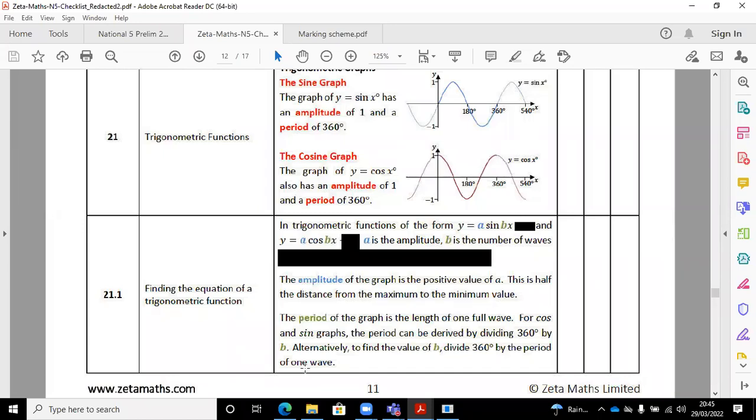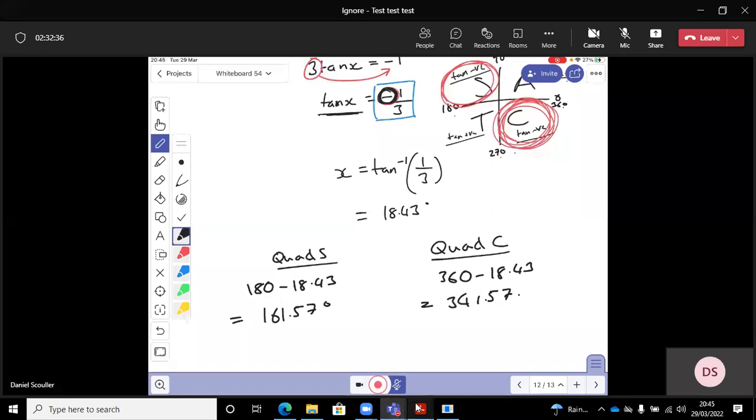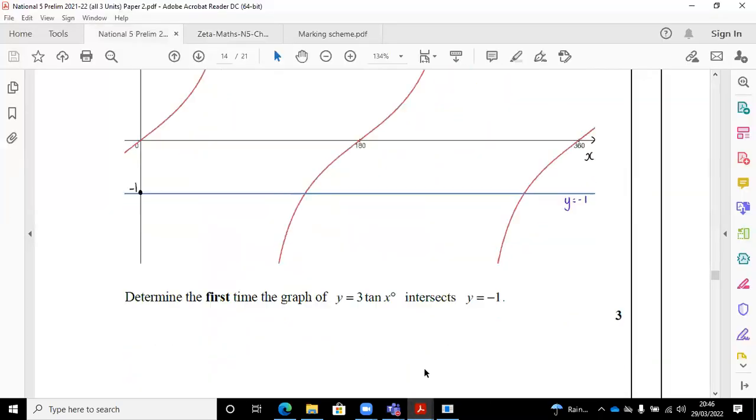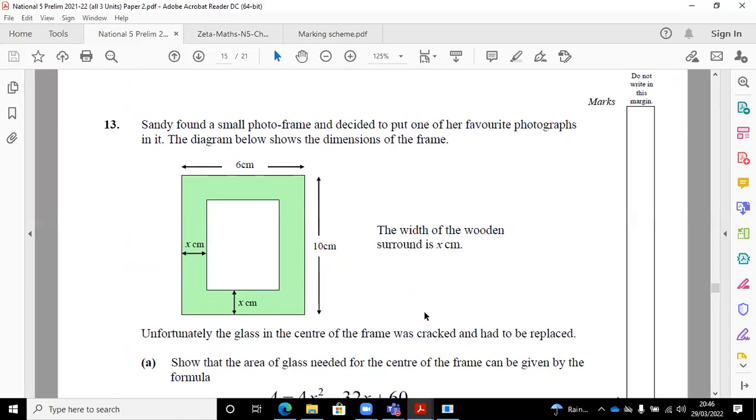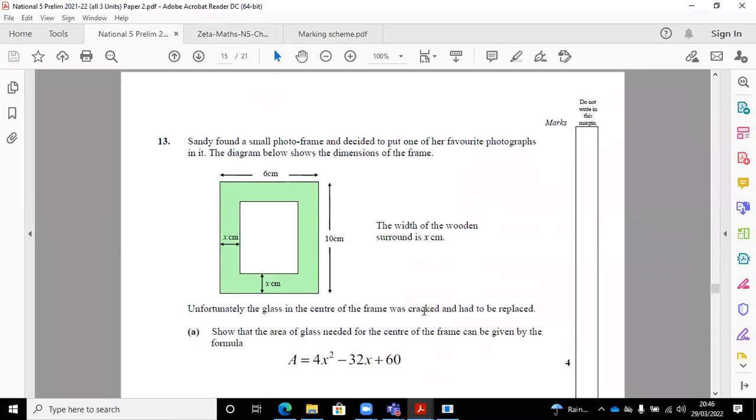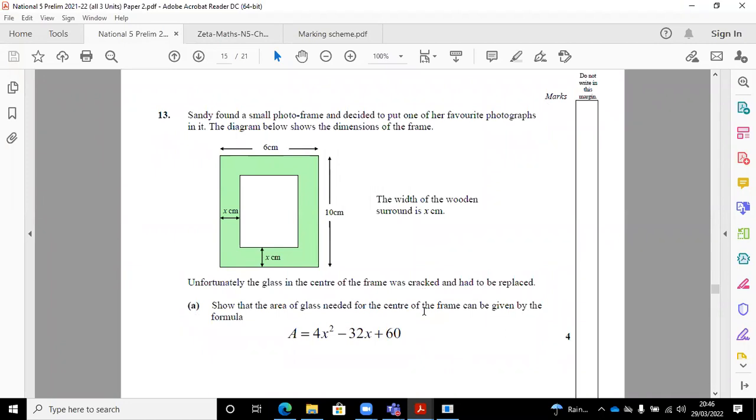Okay, question 13. This was not done well. Question 13. Okay, so there's a lot going on. They love a wee question in regards to a shape in a shape. What we are doing here is we're having to come up with essentially two algebraic equations, and then multiply them together.